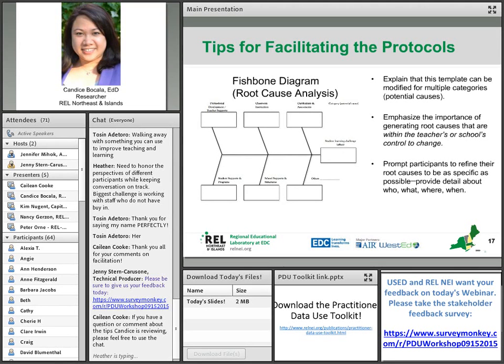So prompt them to be specific and provide detail, and then also to model what some of those statements might sound like. We've provided examples. So we've given this diagram with some examples partially filled in and had people react to them and try to figure out how they can model their examples off of ours.